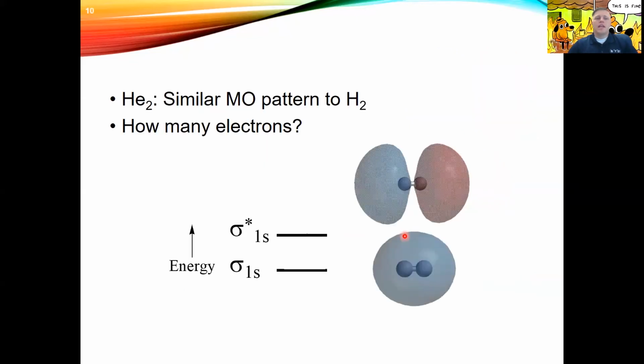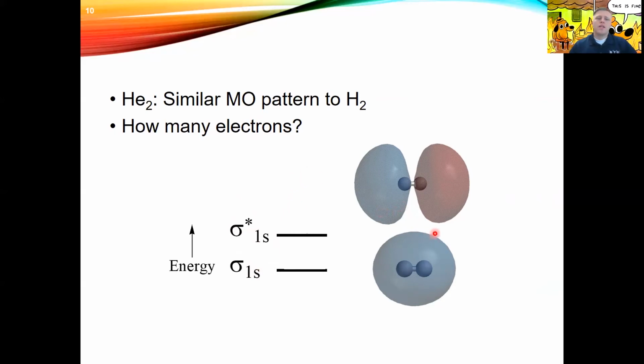Now let's look at helium. Let's compare its molecular orbitals and its bond order to that of hydrogen. Helium actually has a similar molecular orbital pattern in that we have these sigma 1s and sigma star 1s orbitals here. But how many electrons does it have?